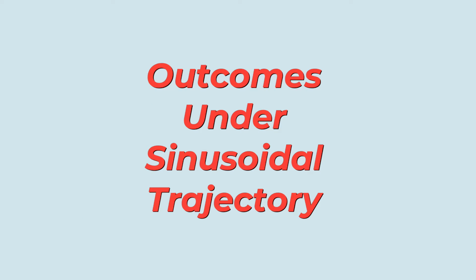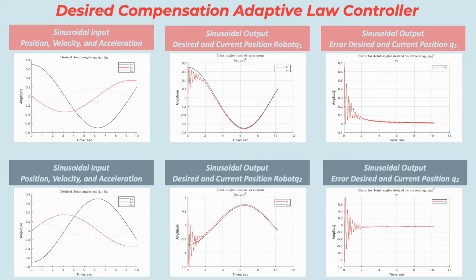In this part, the performance of these controllers is presented after simulation of a sinusoidal trajectory. The first set of images illustrates the performance of the desired compensation adaptive load controller. It can be seen on the left the sinusoidal inputs for Q, Q dot, and Q dot dot, which represent position, velocity, and acceleration of the desired trajectory.